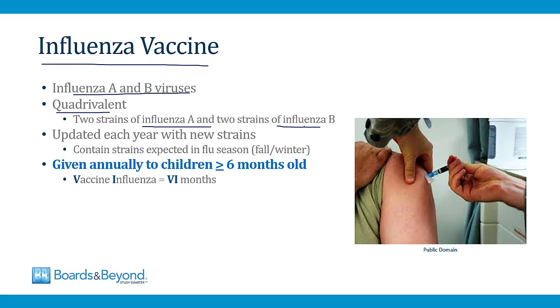The vaccine, as you may know, is updated each year because the virus changes, so you need vaccination against new strains each year. And annually, the vaccine comes out and it contains the strains that are expected to cause the flu season in the fall and winter. And the influenza vaccine is given to children every year right before flu season, as long as the children are greater than or equal to 6 months of age. And you can remember this because vaccine influenza has the letters V and I in it, which are the Roman numerals for the number 6.